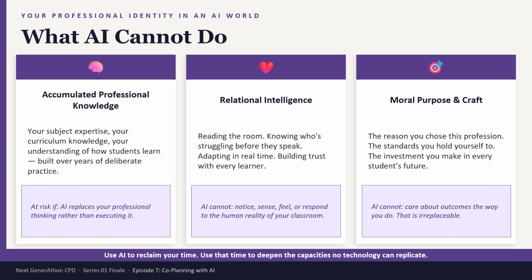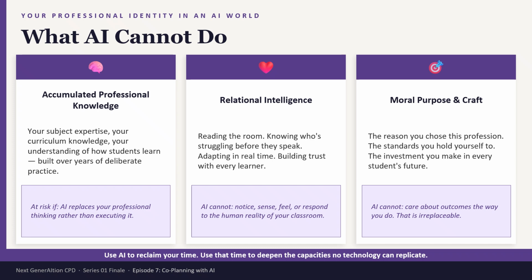Secondly, relational intelligence, arguably the heart of teaching. This is your ability to read the room, know who's struggling, and adapt in real time to what learners need. AI cannot notice, it cannot sense, it cannot feel, and it cannot respond to the human reality of your classroom. Every moment of trust you build, every adjustment you make for a learner, that's uniquely human and beyond the reach of any algorithm. And lastly, moral purpose and craft.